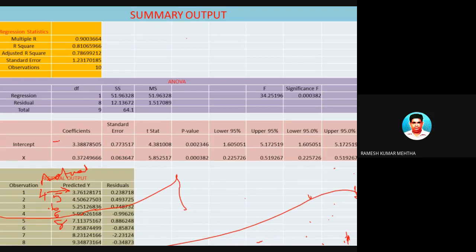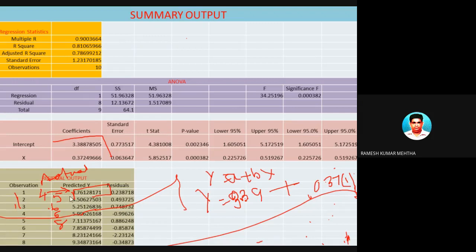Now this was the model. y is equal to a plus bx. a is 3.39, I have rounded to 2 digits, plus b. b is 0.372, and then the number of hours I have substituted, and then I got the answer for every observation. First observation, second observation, third.